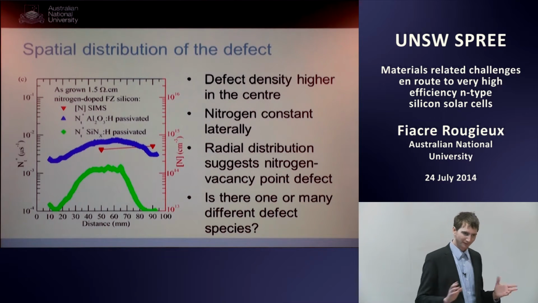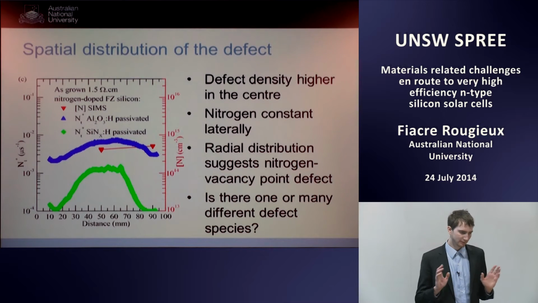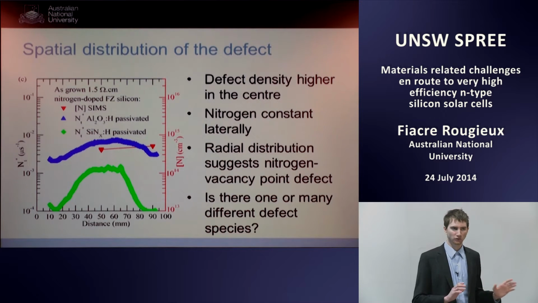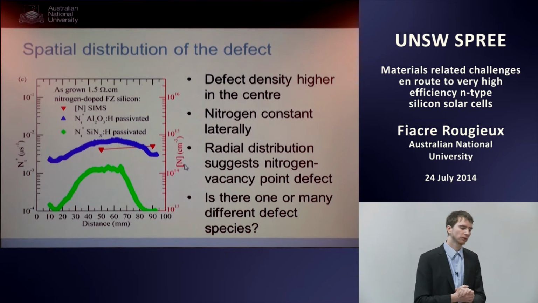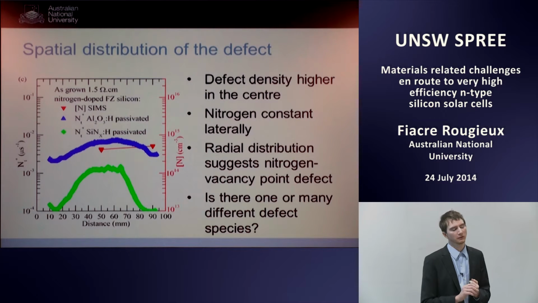So this is an indication that potentially what we're looking at is a vacancy nitrogen-related defect. Interestingly, we also measured the nitrogen with SIMS measurements. As you can see here, in the center and the edges, we had nitrogen concentration on the order of 4 to 5e14 per cubic centimeter. But the nitrogen seems pretty flat.